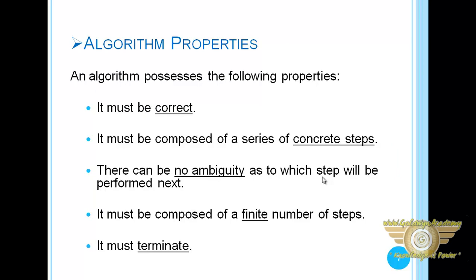Now let us see the algorithm properties. An algorithm possesses the following properties. It must be correct. It must be composed of a series of concrete steps. There can be no ambiguity as to which step will be performed next. It must be composed of a finite number of steps, and it must terminate.